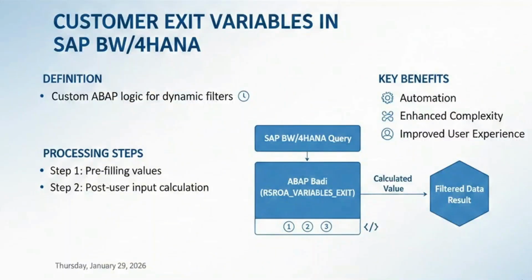In this tutorial, I am going to show you how to create customer exit variables in BW4HANA. Before that, let's understand what a customer exit variable is and when to use it. You might know variables in a query are used to filter the query data at runtime. One simple example is the manual input variable, where we manually provide the value when we execute the query. Let me show you in the system.